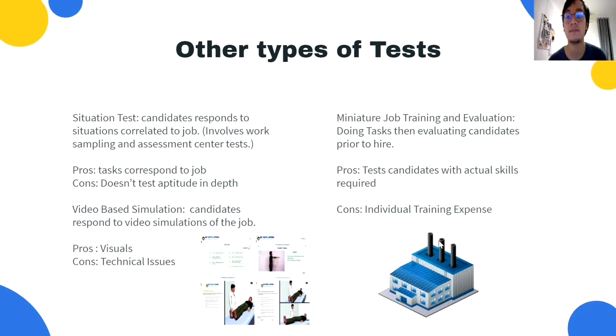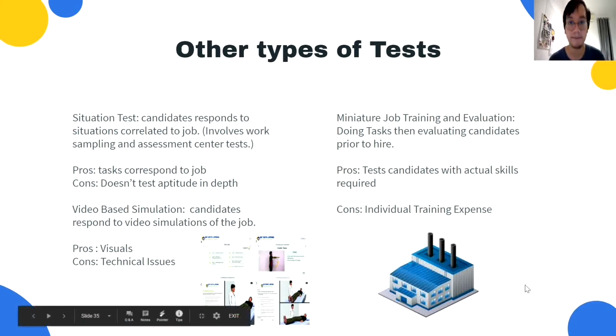And the next one is miniature job training evaluation, in which employers make candidates do tasks before they hire them. So the pros of this is that you are able to test the candidate with actual skills required. So for example, factory workers are given the chance to produce goods, and the cons that each candidate needs to be involved in individual training, which is an expensive expense for the business.